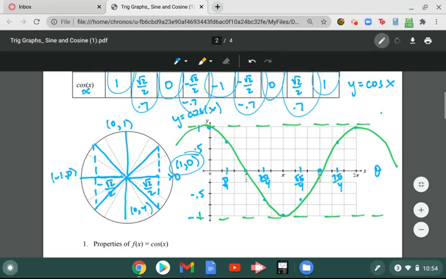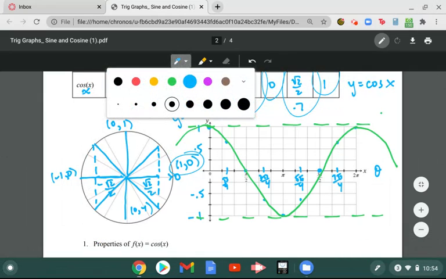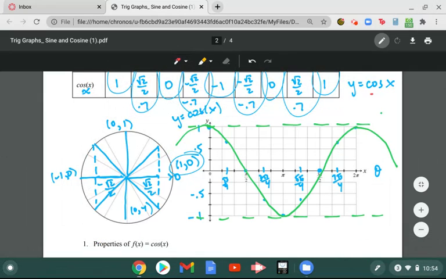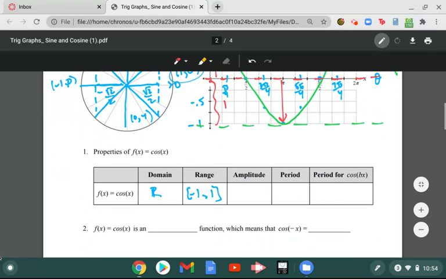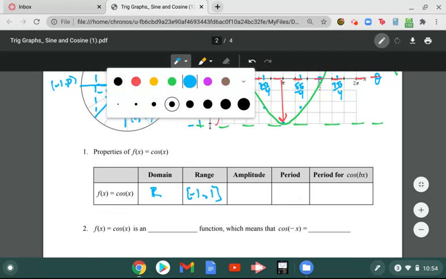Amplitude. So we measure the amplitude from the midline. So the midline splits this in half. And if I measure up to a maximum or down to a minimum, we see that that distance is equal to 1. So the amplitude, midline to the max or midline to the min, is going to be an amplitude of 1.